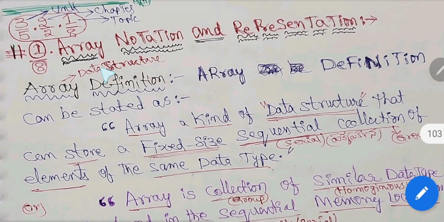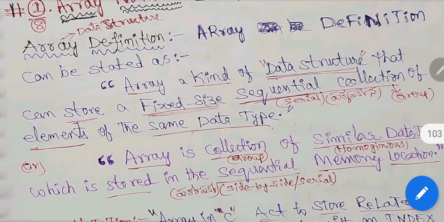I will tell you with a cursor the array notation and representation: how it is notated, how it is expressed, and how it is represented. Array definition: it is one of the data structures. Array can be stated as a kind of data structure that can store a fixed size sequential collection of elements of the same data type. This is one type of definition.